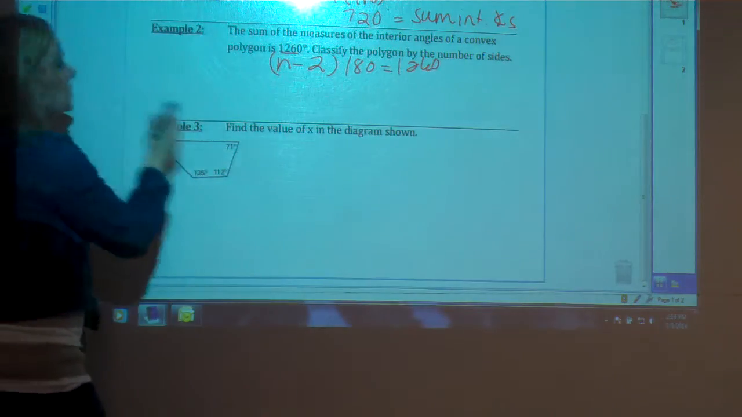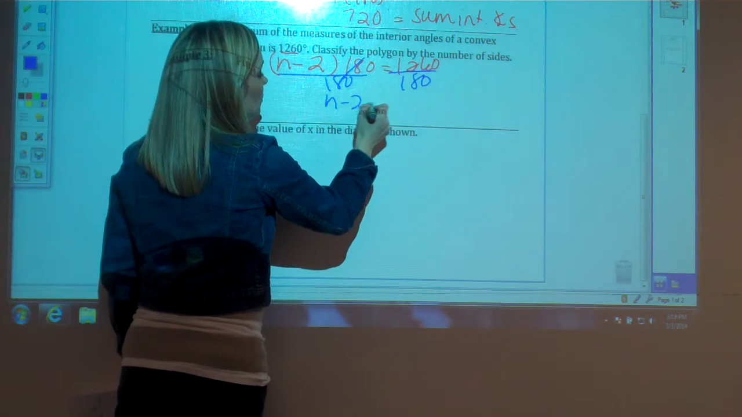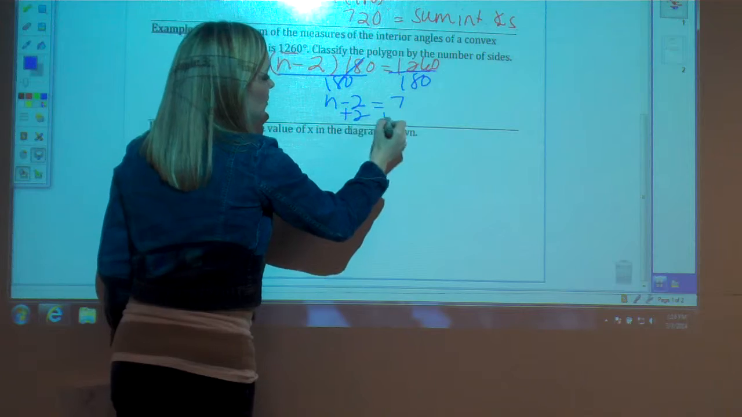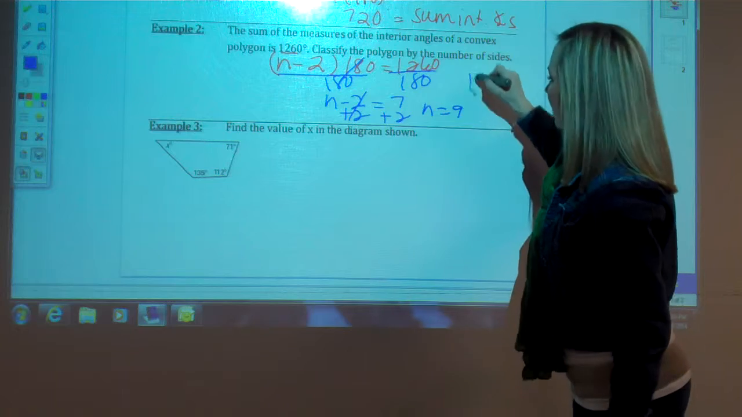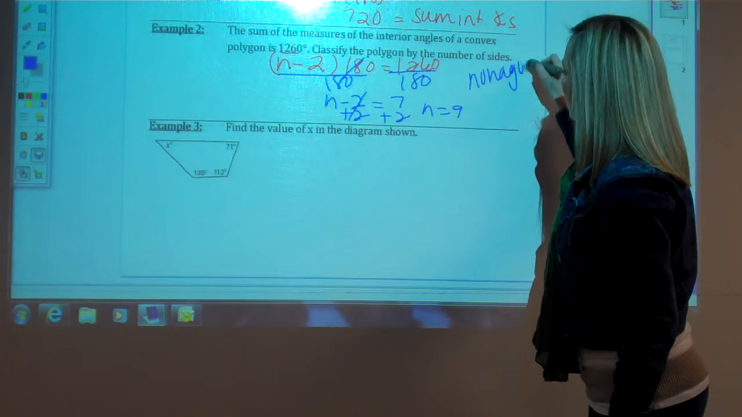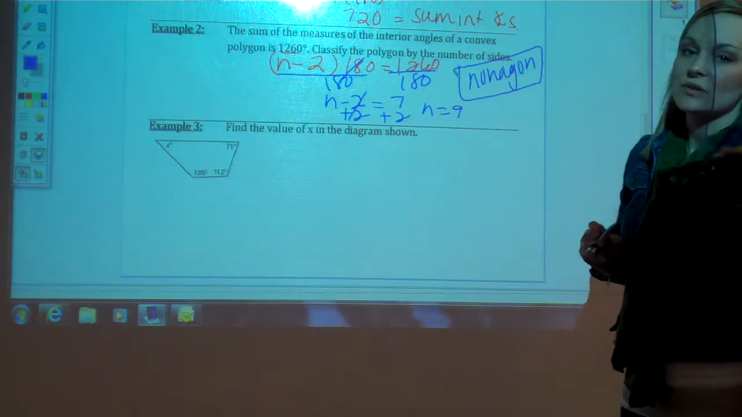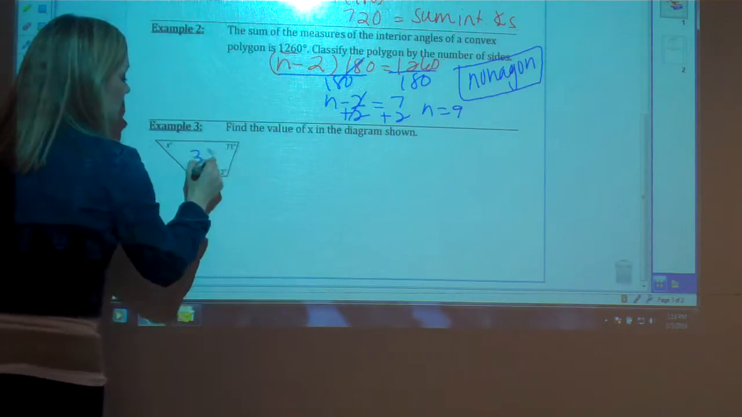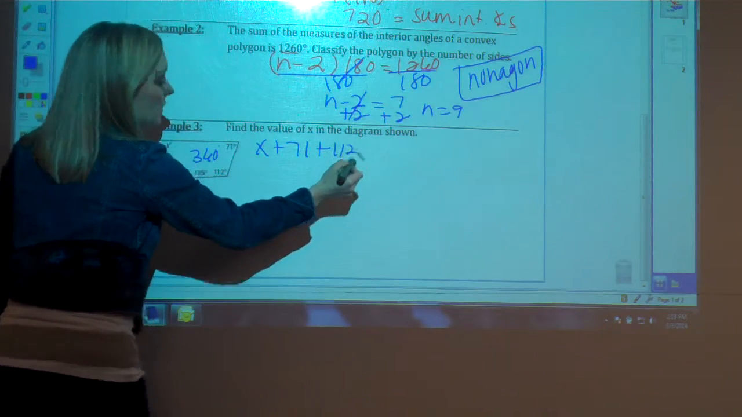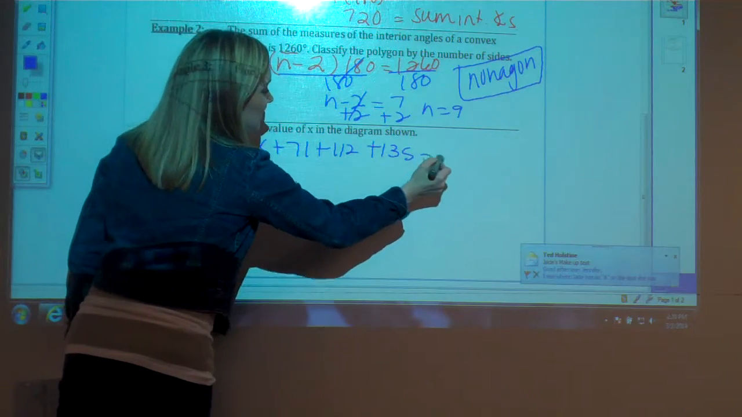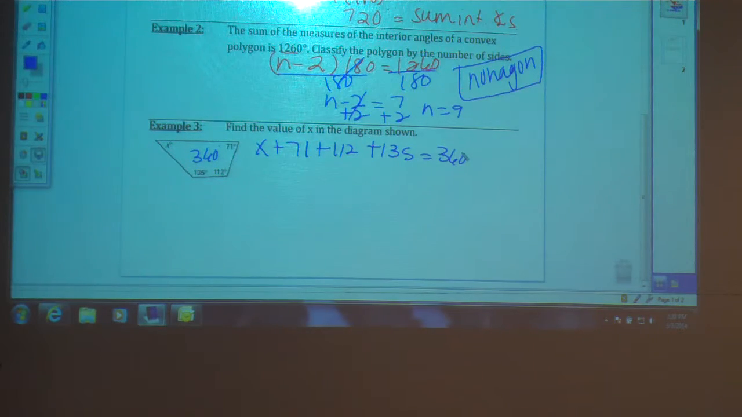The first thing I'm going to do is divide by 180. And that gives me n minus 2 is equal to 7. When I add 2, I get n is equal to 9. That means that it is a nonagon. Alright, example 3. This is a quadrilateral, so its sum is 360. So here you would just say x plus 71 plus 112 plus 135 is equal to 360. Okay? Add them up and, of course, solve.